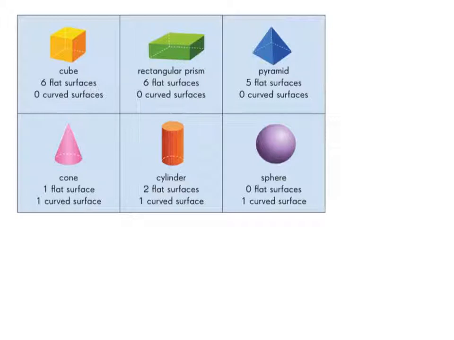A cone has 1 flat surface and 1 curved surface. A cylinder has 2 flat surfaces, 1 on each end, and then a curved surface. And a sphere has no flat surfaces and only 1 curved surface. All right, now that we've finished that quick review, let's move on to pyramids and prisms.